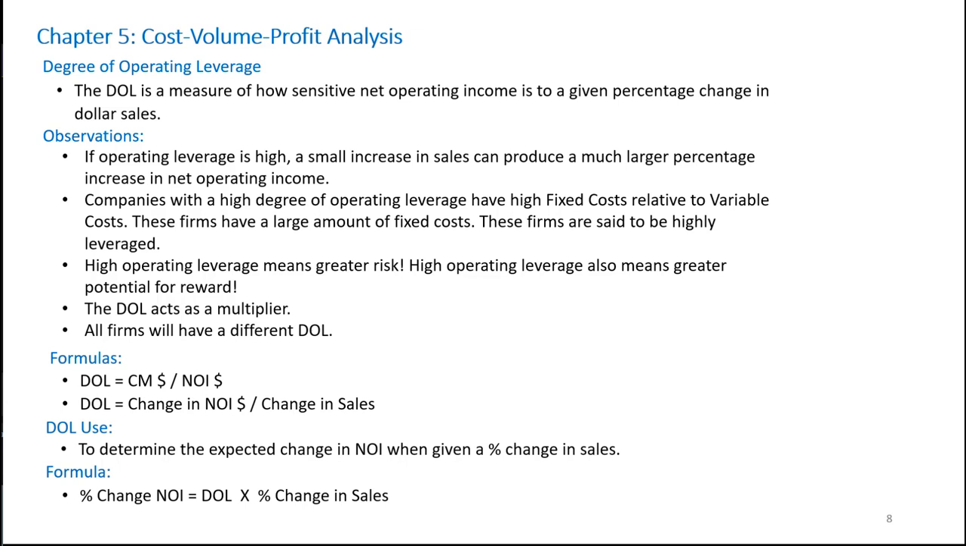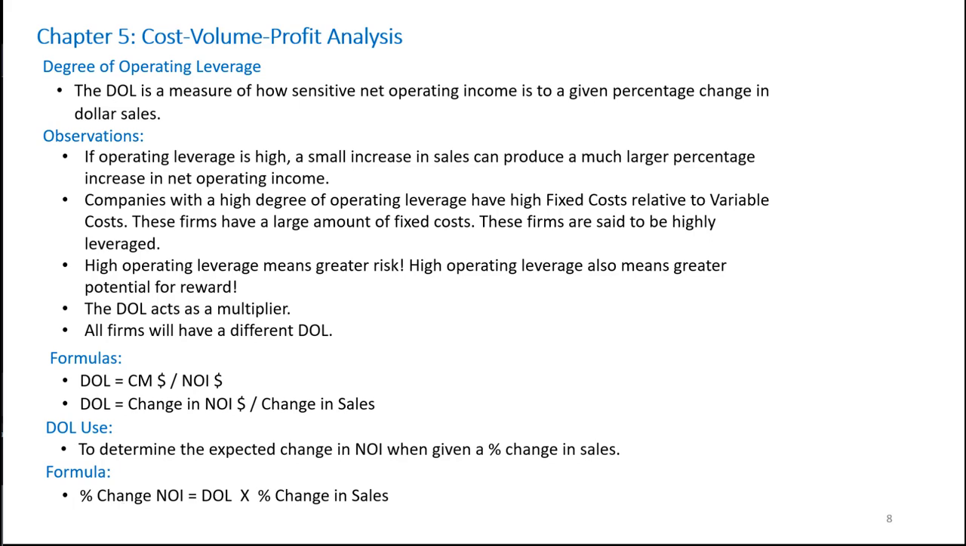The degree of operating leverage can be computed in a variety of ways. Two of the more popular are to divide the contribution margin by the net operating income, or to take the change in net operating income and divide it by the change in sales. Both equations will yield the same result. Once the degree of operating leverage is determined, it can be multiplied by the expected percent change in sales to determine the expected change in net operating income.